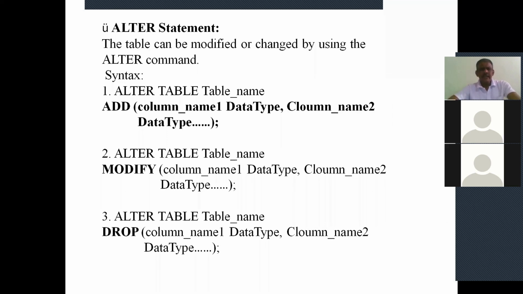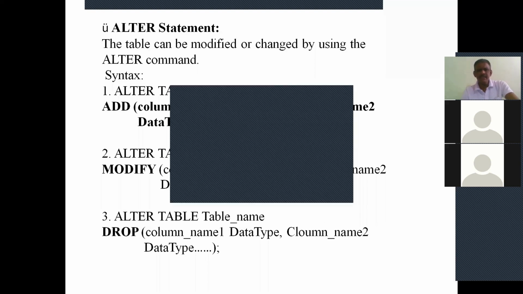That is, first one, alter table, table name, then a keyword add, open parenthesis, column name 1, data type, comma, column name 2, data type, dash, dash, dash, ending with a closing parenthesis and semicolon. This is one. It means alter table can be used to add some new columns for the existing table by using this command.